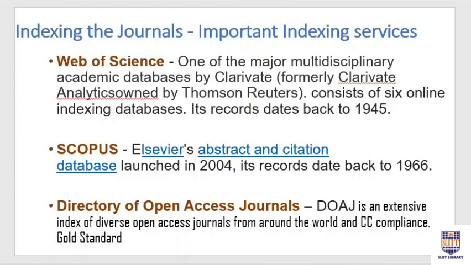The first one is the Web of Science, one of the major multidisciplinary academic databases, by Clarivate, formerly Clarivate Analytics, formerly owned by Thomson Reuters. It consists of 6 main databases, and its records start from 1945. I'm coming into these databases. The next one is Scopus.